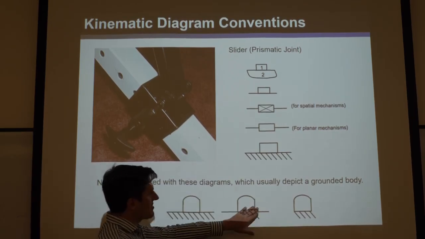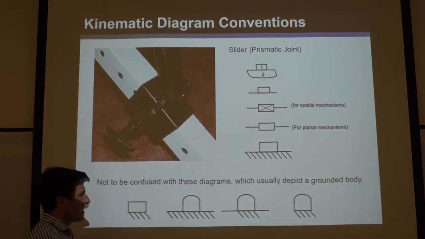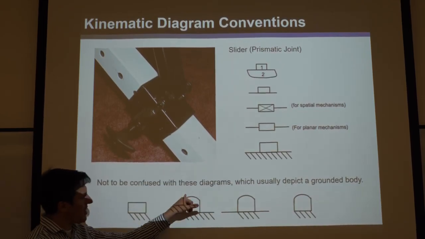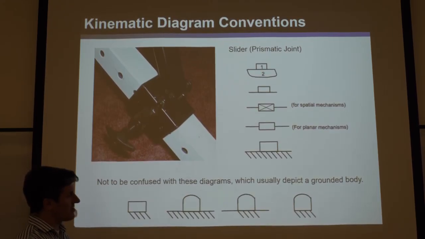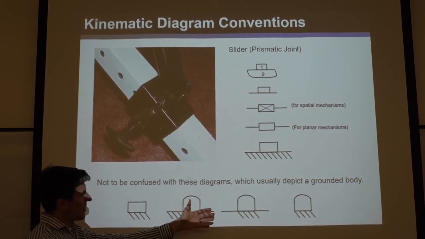This is also fixed, and this is also fixed. Okay, so be very careful to look for the rounded top corner. That usually means it's not a prism or sliding joint, that it's directly held fixed by these hatch lines.